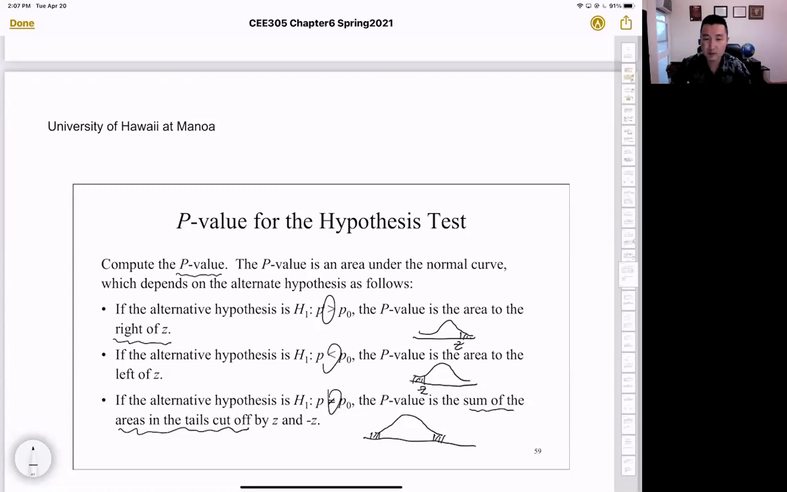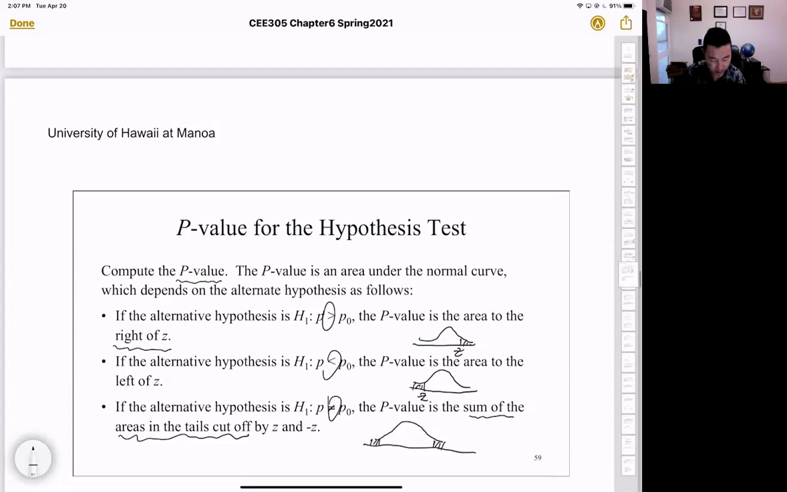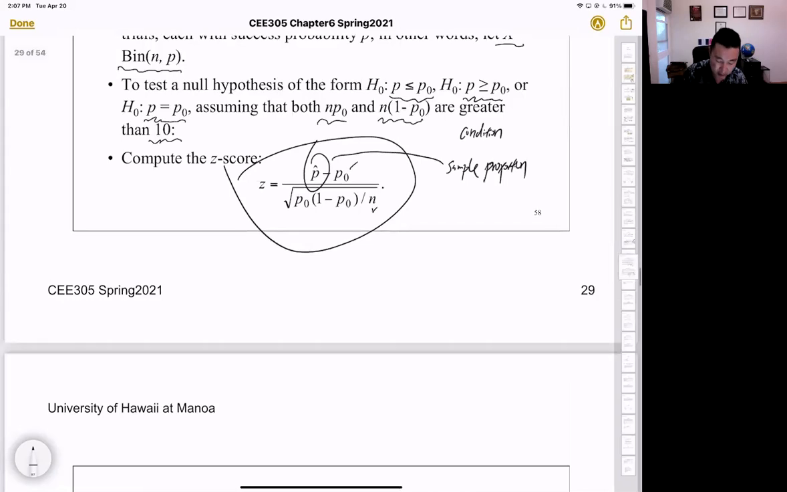This is basically the same as we did for large sample tests for population mean. The only difference is the equation for the z-score. This equation is different.